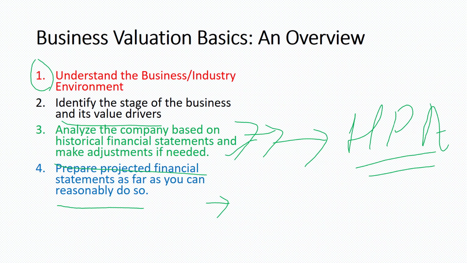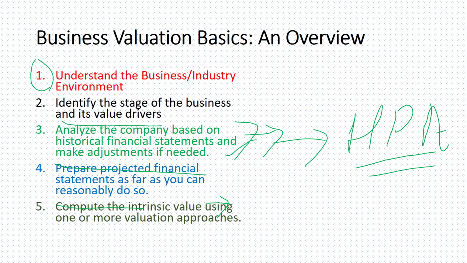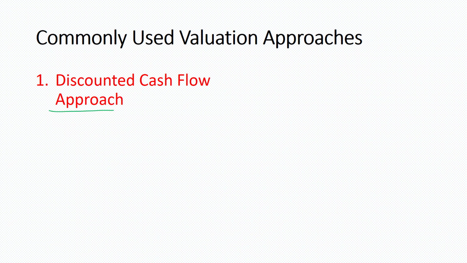So once you forecast your financial statements and make reasonable assumptions for the long run, finally what you do is you compute the value of the business using one of the approaches or more than one of the approaches. In the next slide, I am going to provide you just an overview of different approaches people are using in order to value a business. The first one is the discounted cash flow approach. In this approach, what people do is they compute cash flow to the business, and based on this cash flow, they compute the intrinsic value.